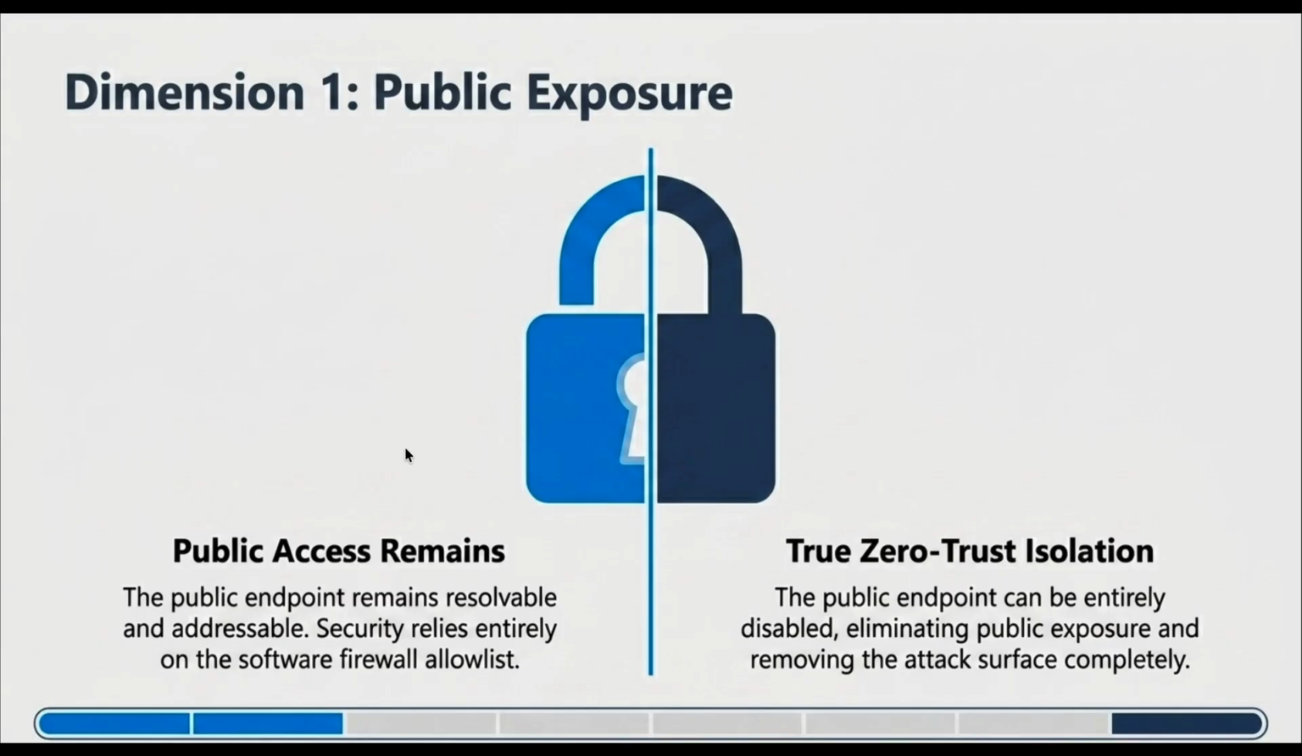So the difference number one is the public endpoint access. With service endpoint, the public endpoint remains available. Access is simply restricted through the network rules. But with the private endpoint, the public access can be disabled completely, and that's a major security advantage.